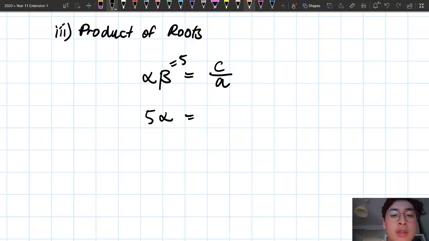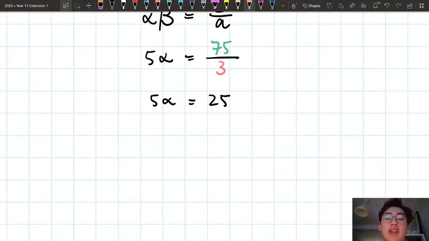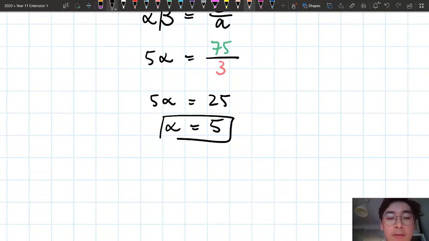Now, when you're doing this, don't write it like that. It's just a little bit messy. If I can erase it. Nope, I erased too much. I've got 5 alpha here, and that's equal to c, which was 75, over a, which was 3. So here, I'm just going to divide 75 by 3, and that'll give me 25. So I've got 5 times alpha is equal to 25. So my final alpha result should be 5. And that's exactly the same as what we got up above.